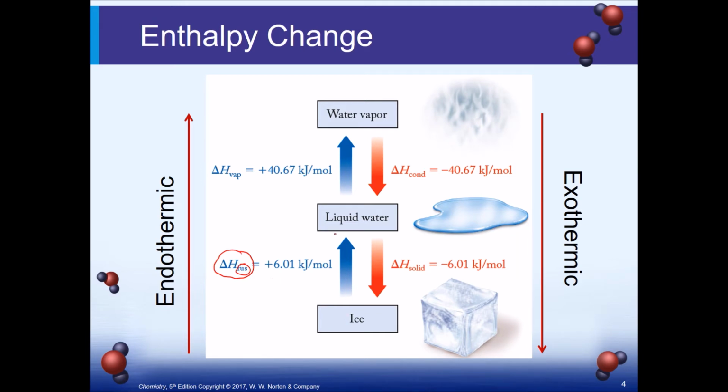If we're going from ice to liquid, that's going to be a positive energy change because that's an endothermic process, and it has a value of 6.01 kilojoules per mole, meaning that it requires 6.01 kilojoules of energy to melt 1 mole of ice. To go from a liquid to a vapor, once again, that's an endothermic process. This time we're using the subscript vaporization, and that has an energy of 40.67 kilojoules per mole, once again meaning that it requires 40.67 kilojoules in order to vaporize or evaporate 1 mole of liquid water.